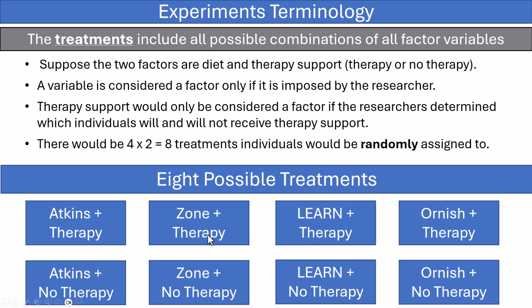And maybe we would determine that the therapy is not really having an effect, right? Maybe for Atkins with therapy versus no therapy, there's not much of a difference there, and maybe that's the same for the rest of those. We'd have to analyze all this together to make our conclusions about the effect of both the diet and therapy.